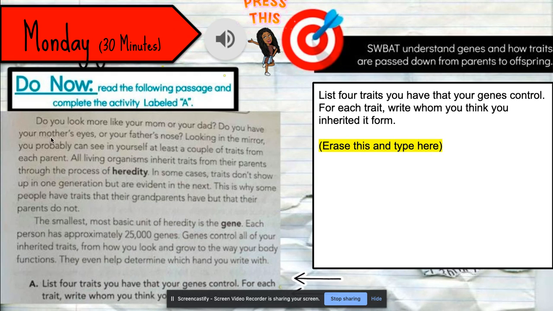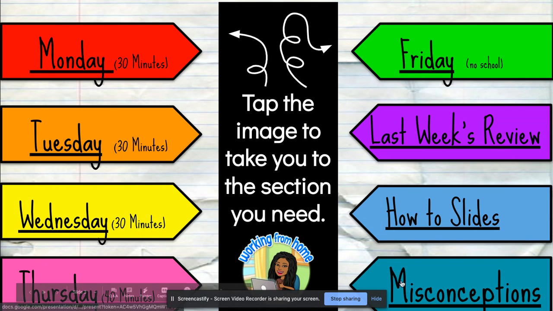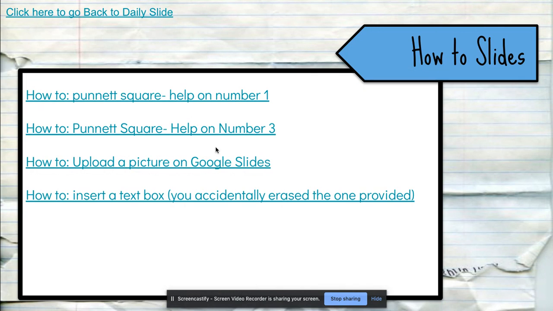So your do now is to read this short little passage, 2 paragraphs, and then list 4 traits that you have that your genes control. So I want you guys to do that and then tell me whom you get it from. So do you get it from your mama or do you get it from your dad, okay? And then you'll just erase this and type here, okay? If, for whatever reason, you erase this and you don't know how to get the text box back, I have how-to slides. So if you go back, you can click on those and it tells you how to do whatever you need to do, okay?